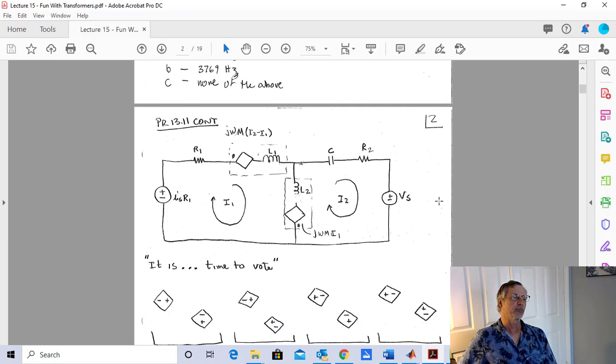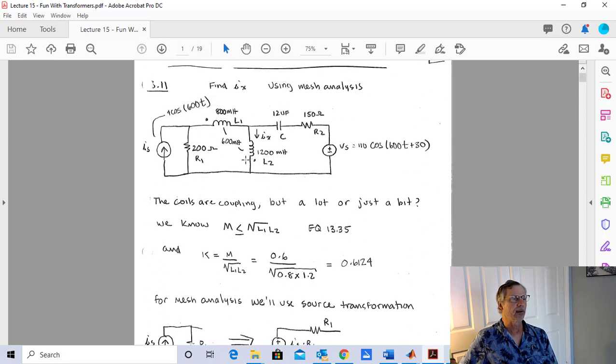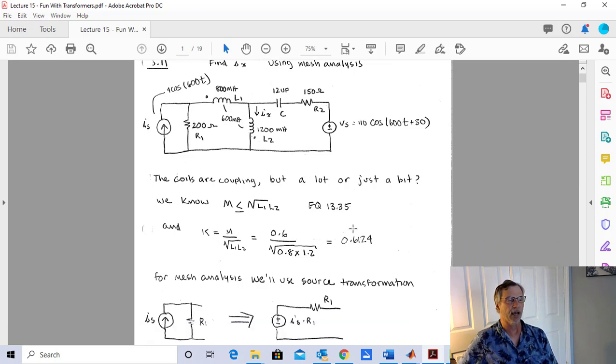So let's follow the four-step approach that we talked about in lecture 13. We've got our problem, and we've got our dots, we've got our mutual coupling, and we know we're going to solve it with the dependent sources, because that's the total way to do it, because the housekeeping is so good.